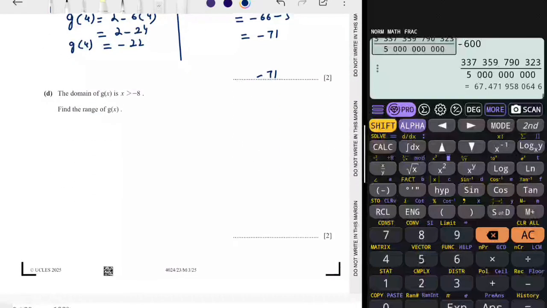Next question. The domain of g of x is x greater than minus 8. Find the range of g of x. We know that the ordered pairs always have coordinates x and y, where x is called domain or input, whereas y is your range and output as well.